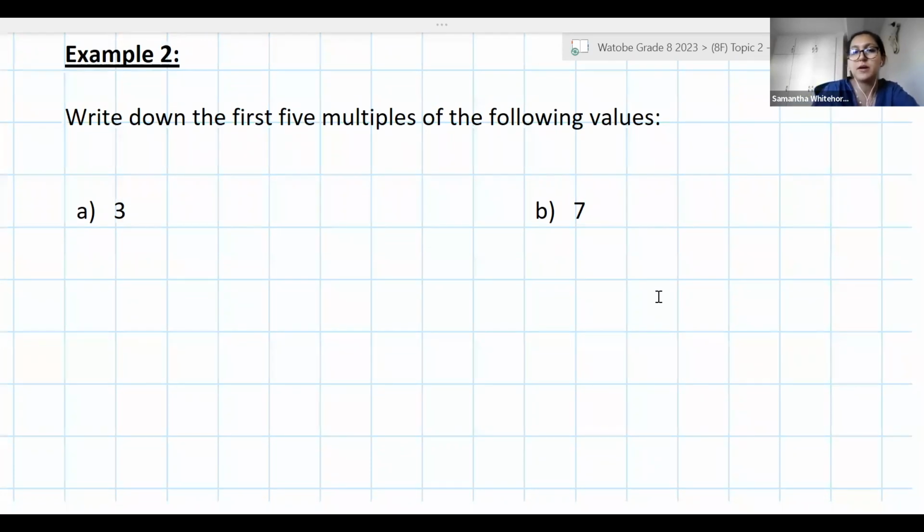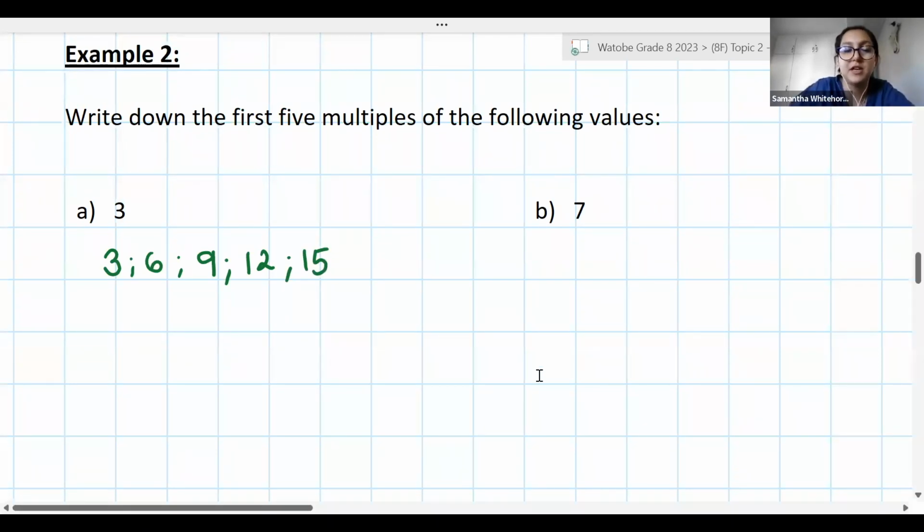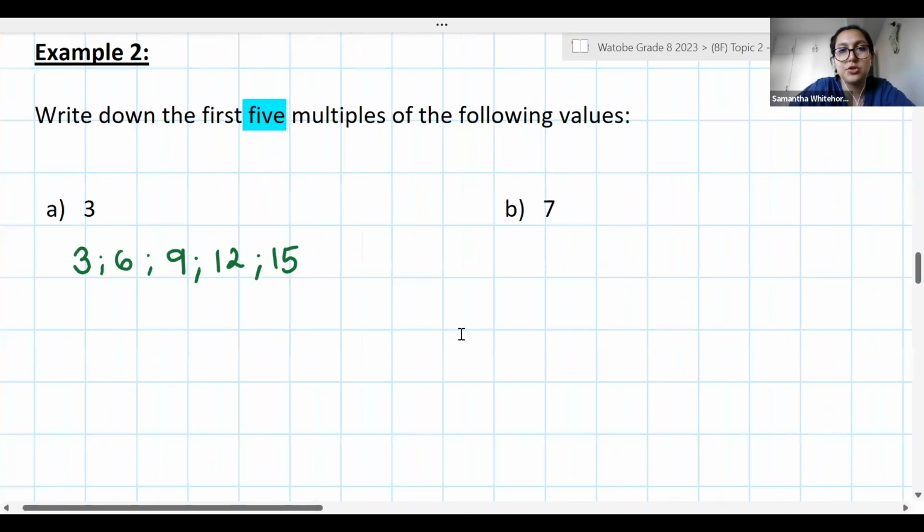So if we think about 3, like I said, times table, I'm going to do this one with you so that we all remember. The first multiple is 3, then we've got 6, then we've got 9, 12, 15, and I only asked for the first 5, so we can stop at 15. If I'd asked you for the first 7, we'd go on another 2, but because I've just asked for the first 5, we can stop there. Okay, so nothing too tricky.